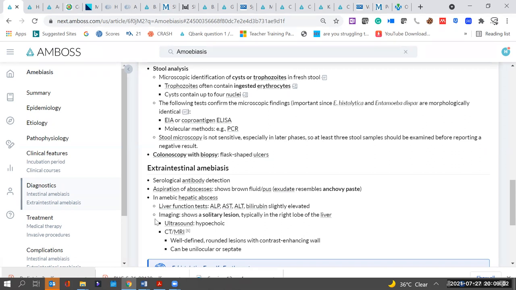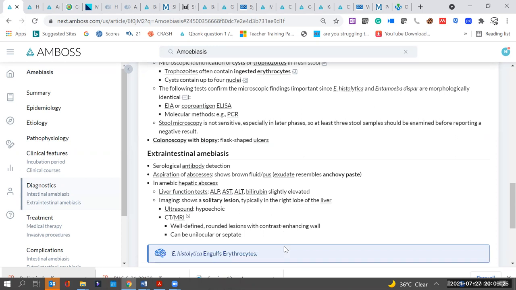In amoebic hepatic abscess, the liver function tests, of course, will be on the slightly higher side. You will see deranged LFTs because the liver is involved. When you do imaging, on ultrasound there will be a hypoechoic lesion, and CT and MRI can be performed. But the abscess is quite obvious on ultrasound as well, so there is no need to go for CT or MRI, although we have them just to confirm whether it's an abscess or not. We will drain the abscess and send the fluid to the pathologist.